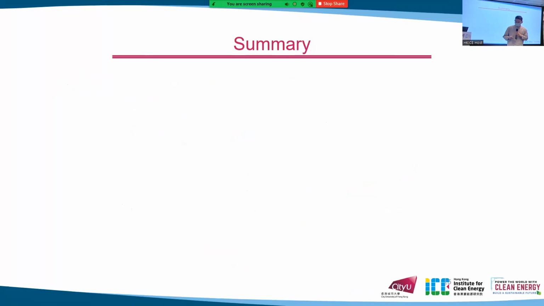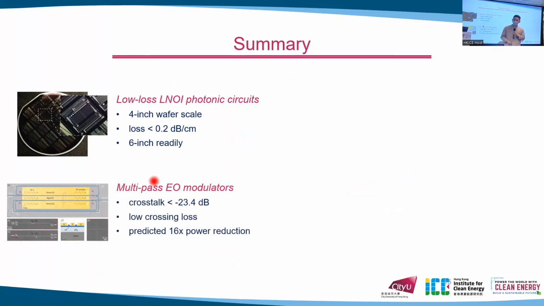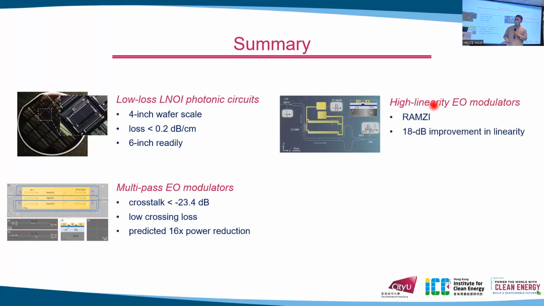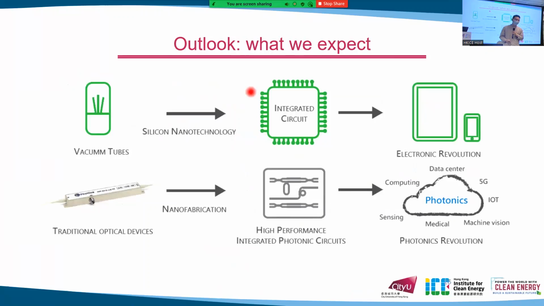Okay, so let's do a quick summary. First, I have shown the low loss lithium niobate circuits, and next I have shown the multipass EO modulator, and also a high linearity EO modulator, and also the high speed EO modulator. So also we have an outlook.